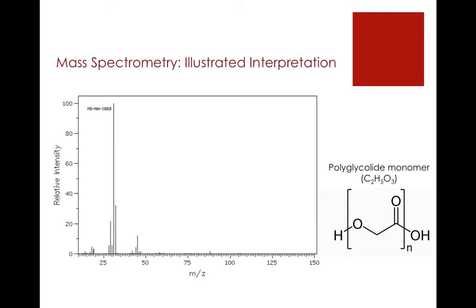Here we have a mass spectrum of polyglycol, also known as polyglycolic acid or PGA. On the x-axis we have the mass-to-charge ratio, M/C, and on the y-axis we have the relative intensity. The highest peak of the spectrum, called the base peak, is automatically set to 100, and other peaks are assigned values based on their peak heights relative to the base peak.